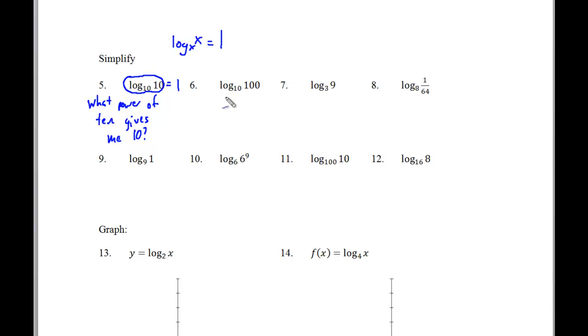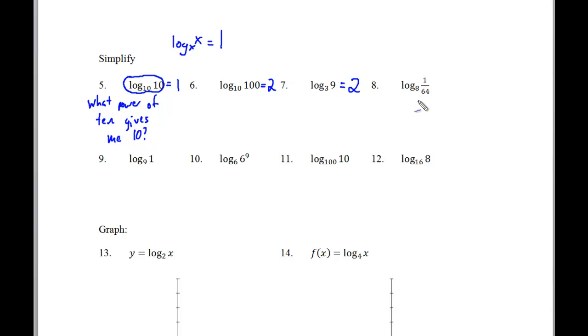All right, now take a look at this. What power of 10 gives me 100? Well, if I think about the powers of 10, 10 to the first power is 10, 10 to the second power is 100. Oh wow, 10 to the second power is 100, so the answer is 2. Let's ask this question: what power of 3 gives me 9? And we just did a problem like that on the previous page.